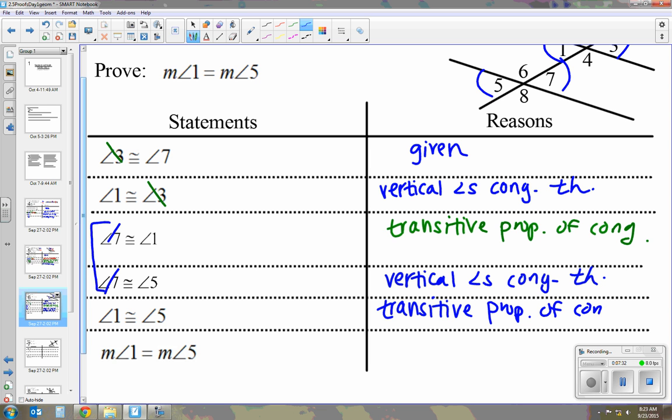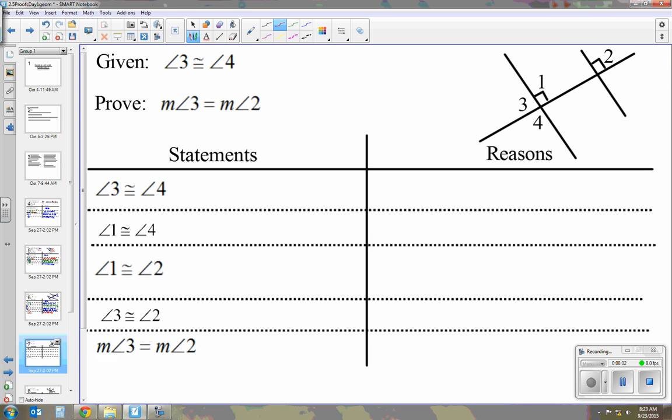Okay, and our very last one is the measure of angle 1 is equal to the measure of angle 5. If we look at the statement above, 1 and 5 are in the same place, but the congruency changes to equality. And when we change from congruency to equality, that's our definition of angle congruence. All right, so that one's a little bit longer. I'm going to use the vertical angles congruence theorem a couple times. All right, let's go to the next one.